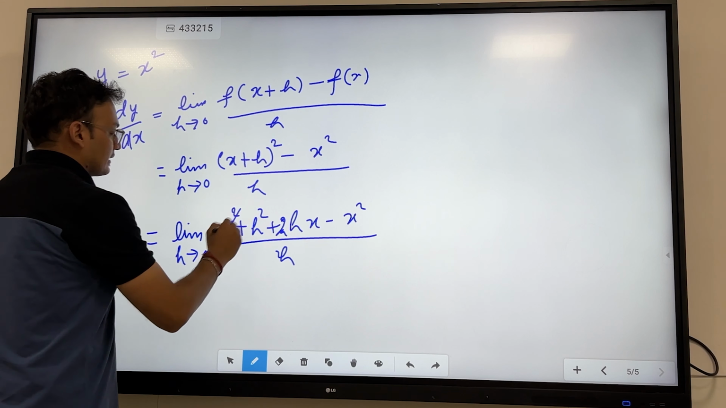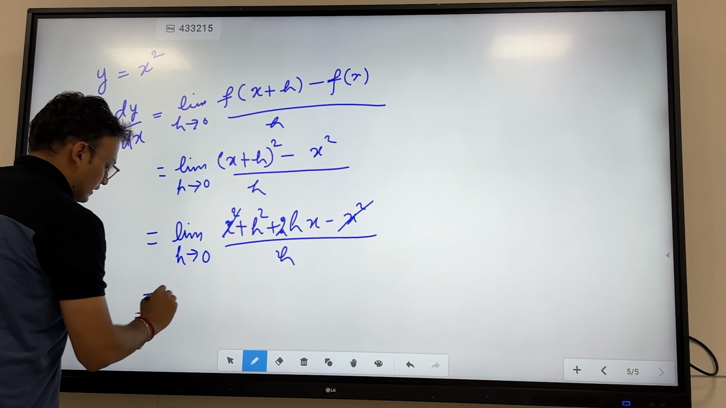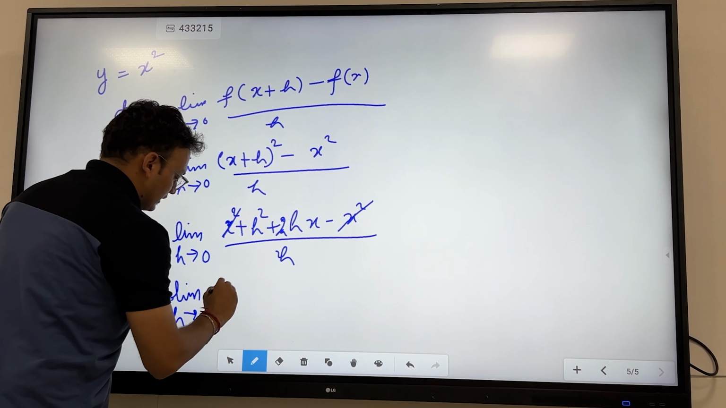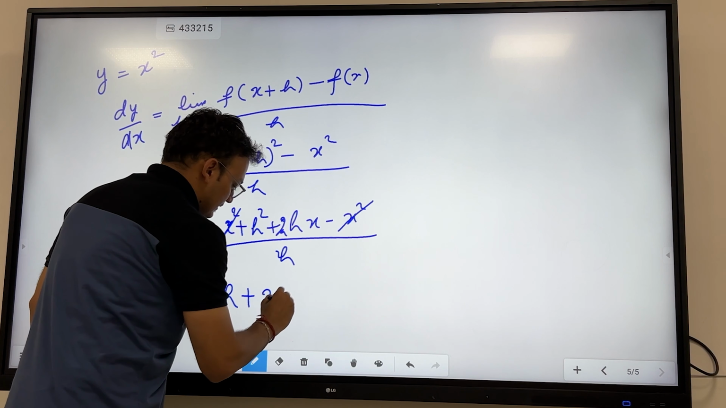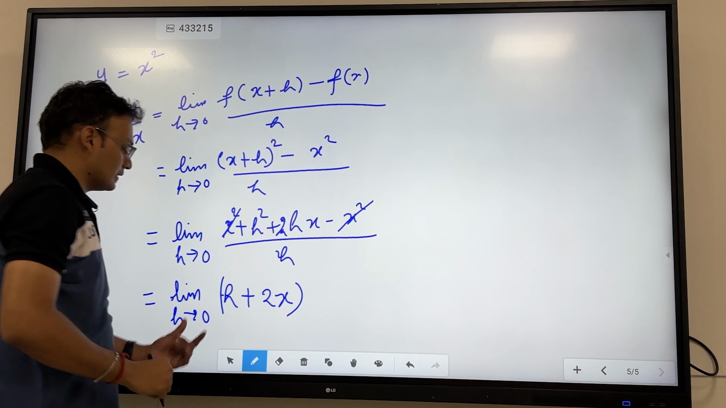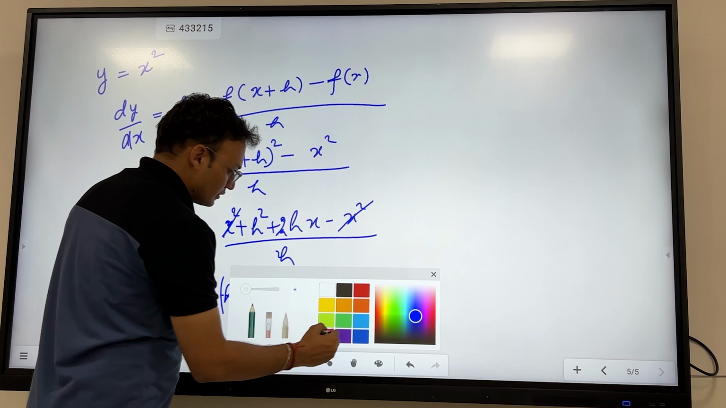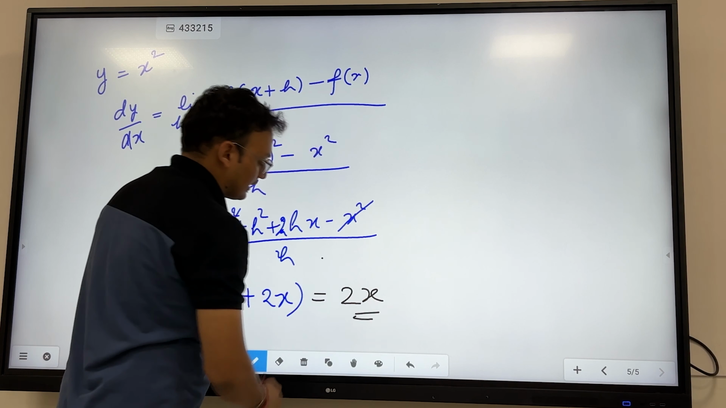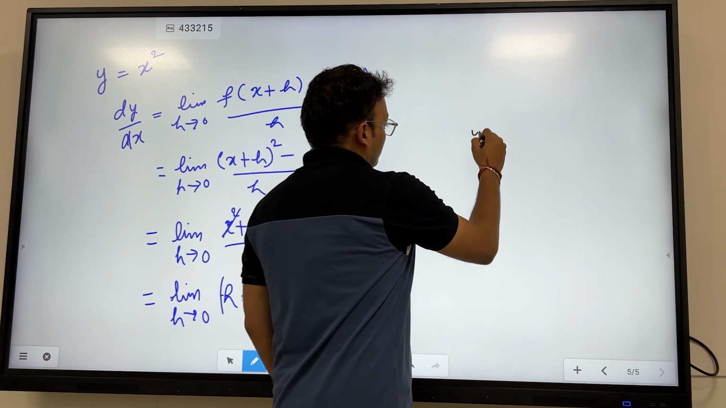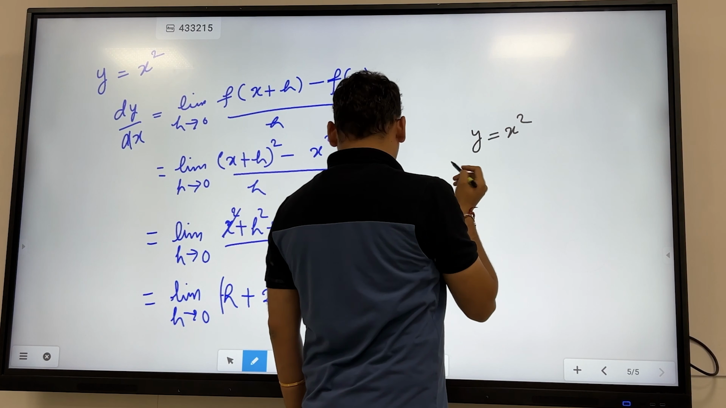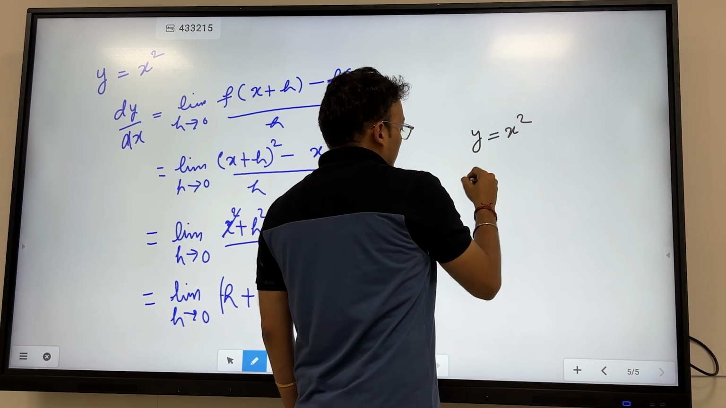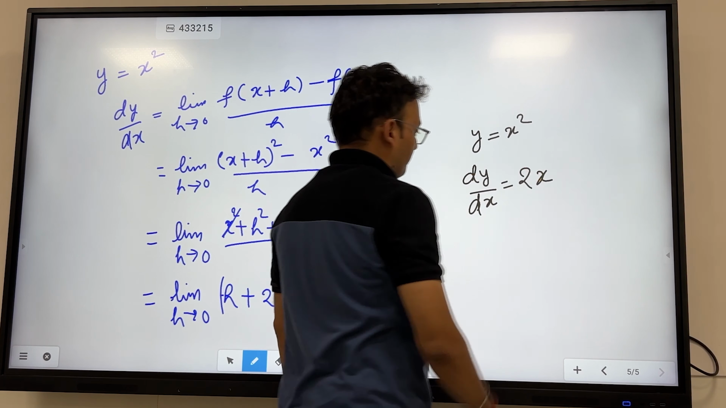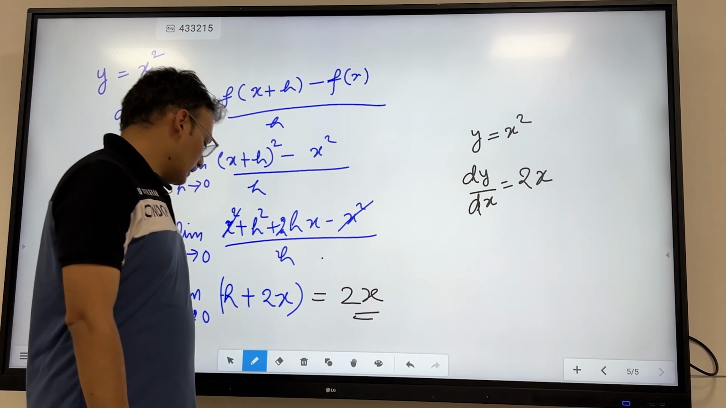Now x squared and x squared get cancelled out and divide by h, so limit h tends to 0, I will get h plus 2x, right? And if you apply the limit h is equal to 0, in that case I will get the value 2x, right? So can I say for y is equal to x squared, the differentiation is 2x, right?